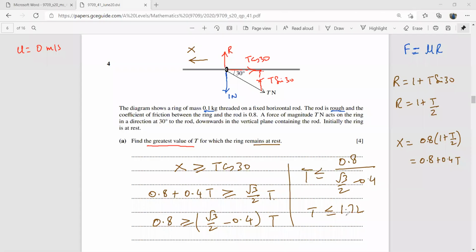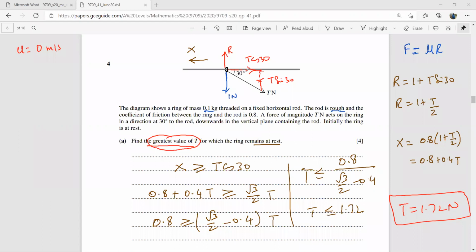Okay, this is less than or equal to 1.72. So the maximum tension that we can have, that is going to be T equal to 1.72. But I'm using this less than or equal to sign here because it says the greatest value of T for which the ring remains at rest.